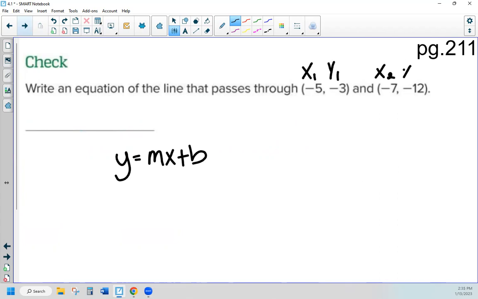Does it matter which one you name what? No, it does not matter. We've already done this, guys. You know this. So let's go ahead and do our slope formula. We need to find the slope.